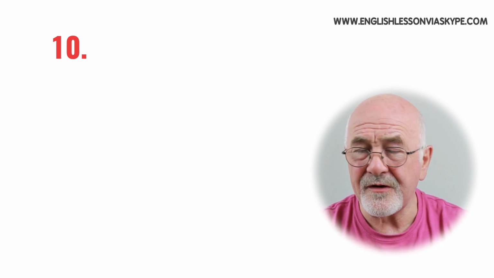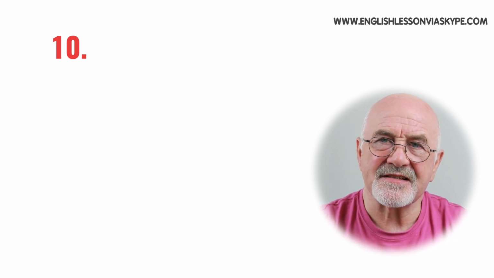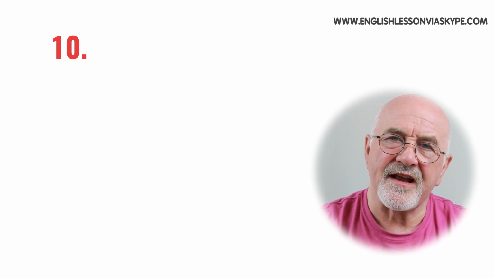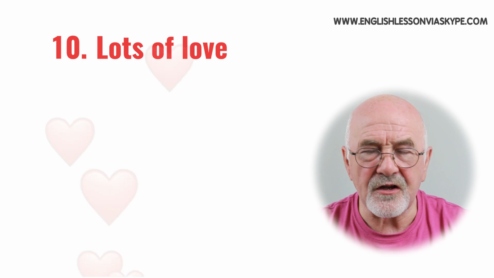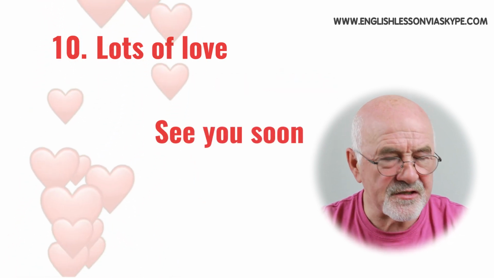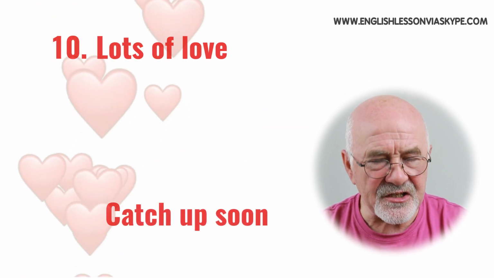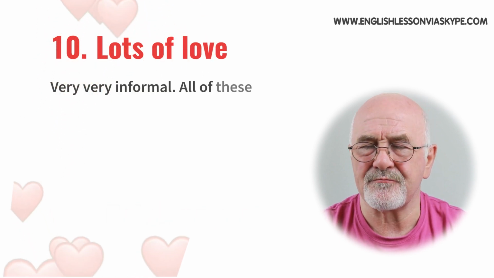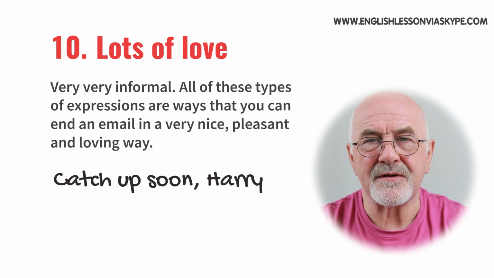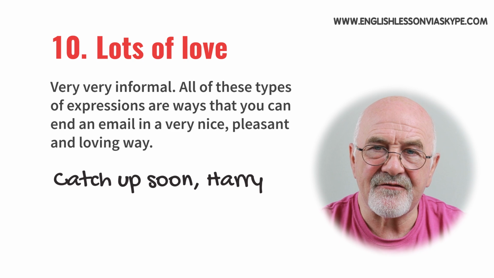Okay, so when we get to number 10, we leave the best to last. So this is when you can really write anything you want, because these are endings to emails that you're sending to your loved ones, your family, your closest of close friends. Okay, so it can be anything. Lots of love, love and kisses, hugs, see you soon, missing you, can't wait to see you, catch up soon. All of these type of expressions are ways that you can end an email in a very nice, pleasant, and loving way. So they have feeling, unlike numbers 7, 8, and 9.